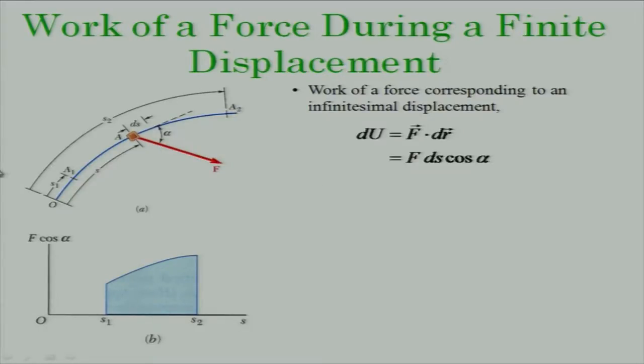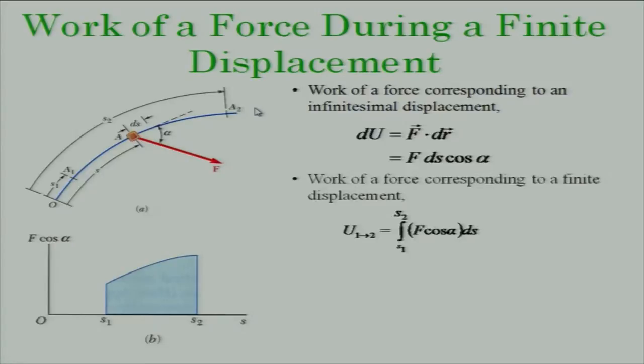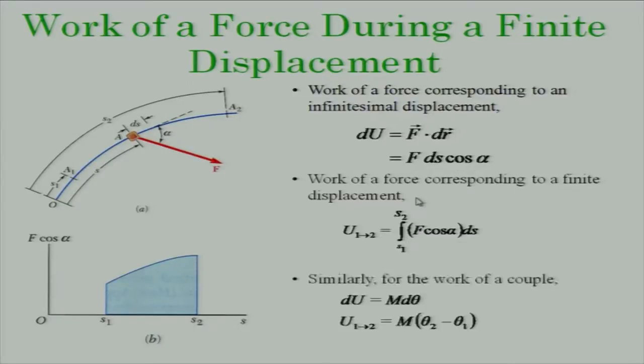But now if I want to find the total work done on this particle to move it from O up to A2, we have to integrate this quantity f cos alpha ds. This f may or may not depend on s, so that's why it's in the integral. Similarly for a couple, dU is equal to M d theta. So if you take a body from state 1 to state 2, the total work done will be M times theta 2 minus theta 1.